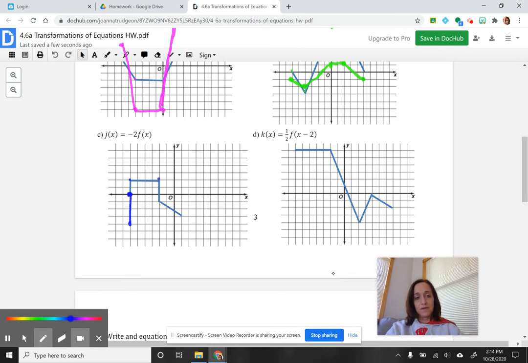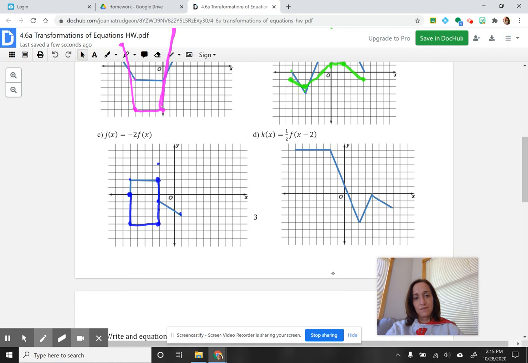Same with this point here. It's 2 away. Double that. It's now 4 away. Flip it over the x-axis. It ends up down here. This point here is 1 away. Double that. Now it's 2 away, so it's right here. Flip it over the x-axis. You end up right here.